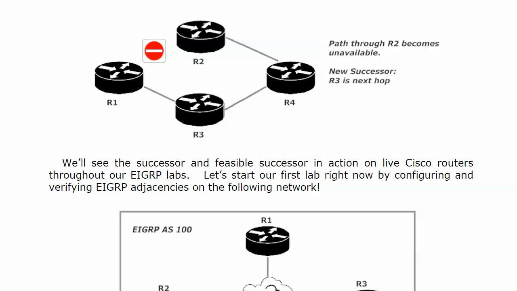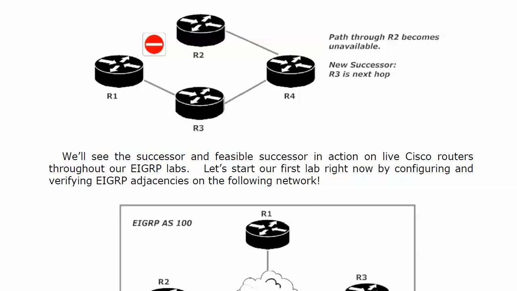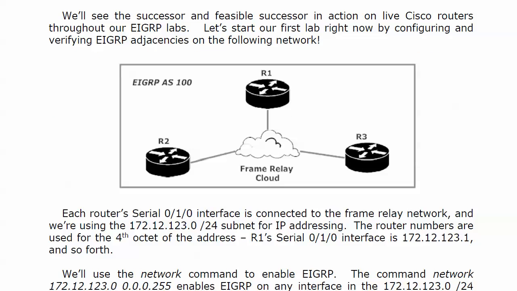The EIGRP metrics get a little long. We're not talking onesies and twosies here. We're talking 7-digit, 8-digit, 9-digit numbers. But just keep in mind, this is the way the successor and feasible successors work. We are going to jump into our first lab right now.